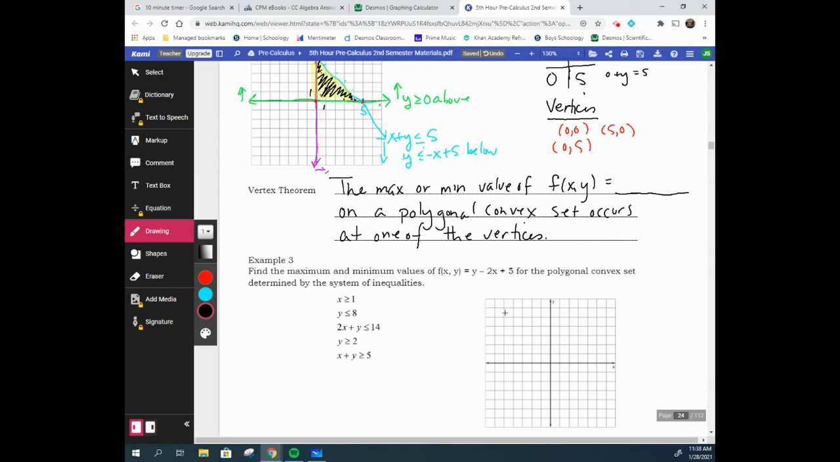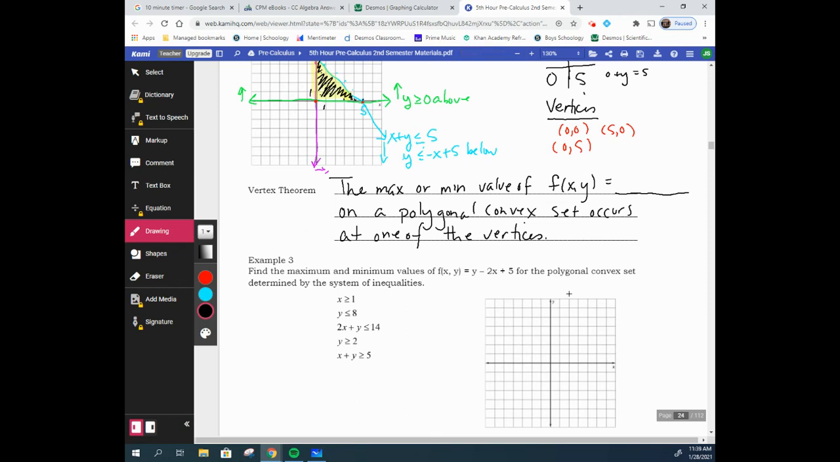Because you'll see in example 3 that it asks you to find the maximum or minimum of this rule, f of xy equals y minus 2x plus 5. So basically, once we find the vertices, we're going to substitute the x and y into this rule, and whatever coordinate gives us the highest value is our maximum, and whatever gives us our lowest is our minimum.